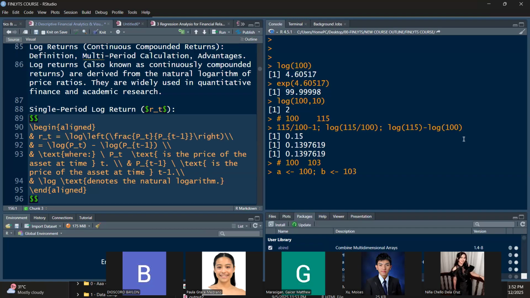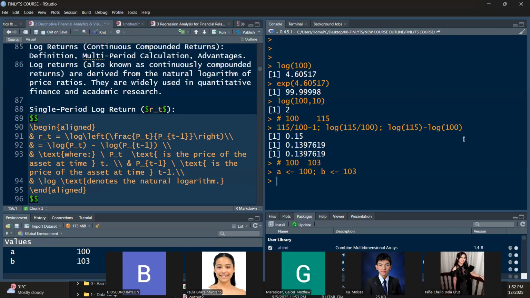Okay, so let's do this, class. Let's create this object A and B. Control Enter. So we now have A and B here. So the return is B over A minus 1. Okay, so that's your price at time t over price at time t minus 1, and then minus 1.